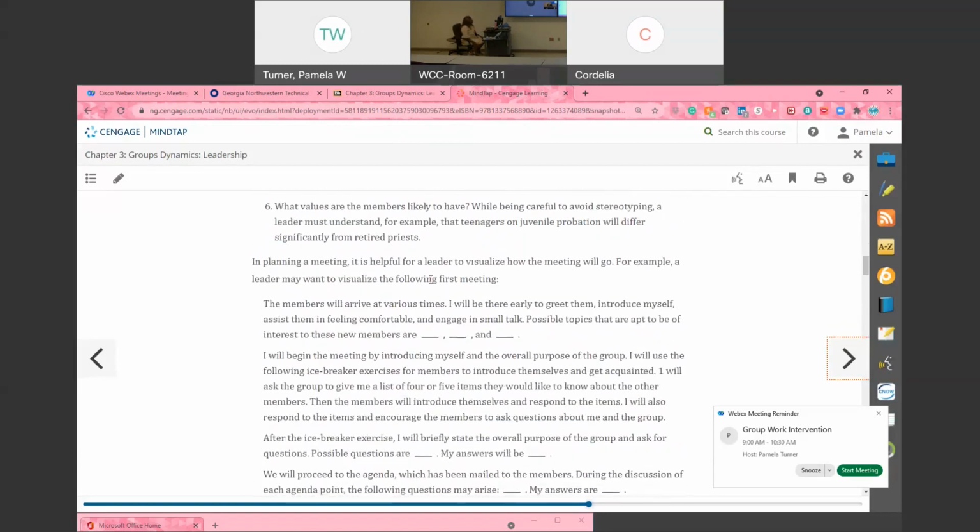In planning a meeting, it's helpful for a leader to visualize how the meeting will go. For example, a leader may want to visualize the first meeting in my head before it gets started, right? This is what I'm thinking. The members will arrive at various times. I'll be there to greet them, introduce myself, assist them in feeling comfortable, engage in small talk. Possible topics are blank and blank and blank.